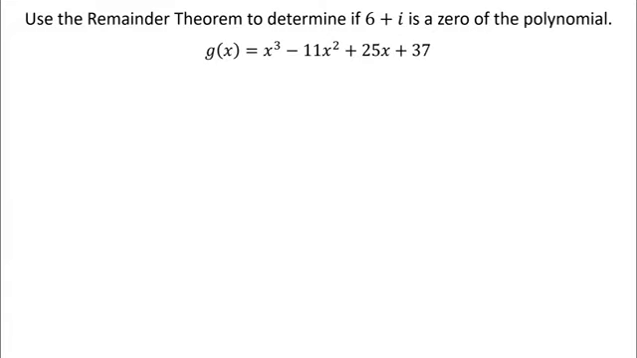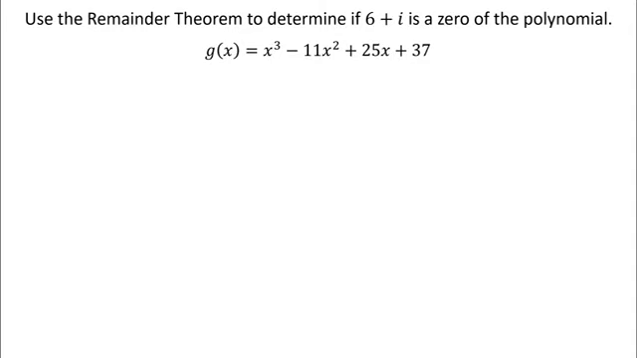This problem says use the remainder theorem to determine if 6 plus i is a zero of the given polynomial. And that polynomial is g of x equals x cubed minus 11x squared plus 25x plus 37.